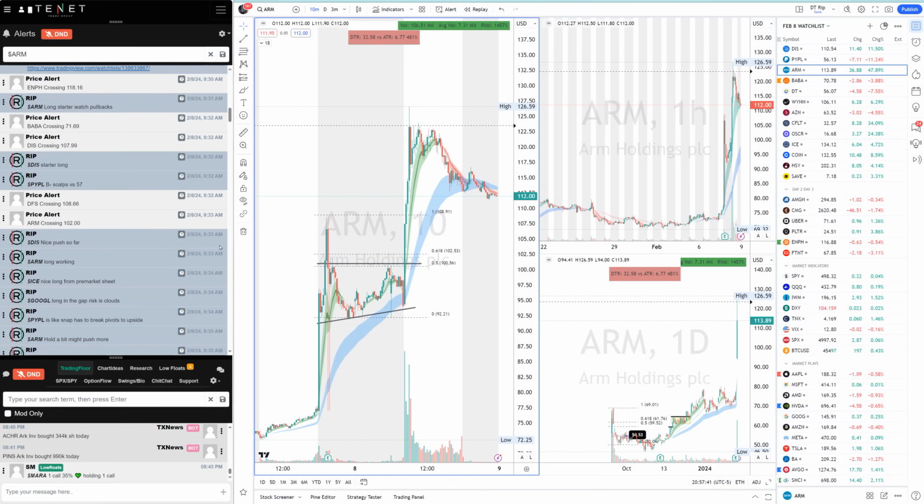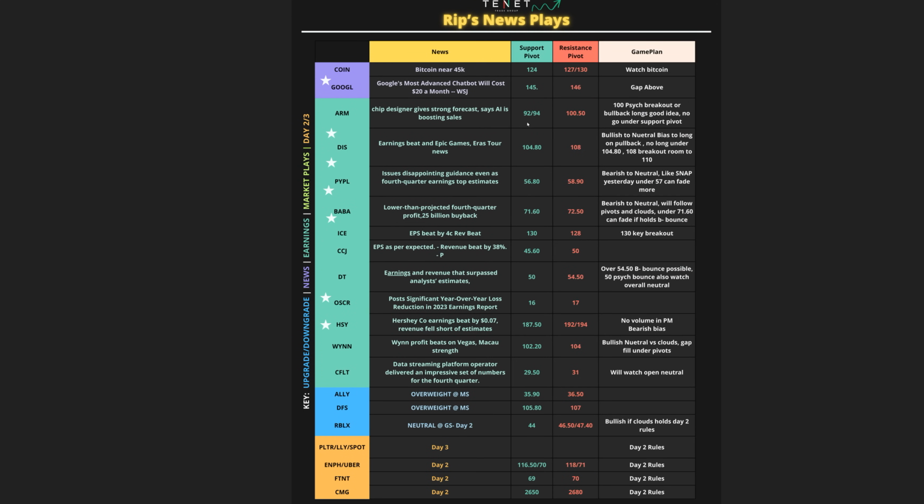Alright guys, the first play of the day was our huge winner on ARM. Those who watched my yesterday's video, I talked about how we did ARM in the after hours in the community. Anyways, what was the plan on ARM? What were my levels? Let's go and look back at my levels. My levels were 92, 94 was the support pivots, and then there was a resistance pivot at 150, and of course 100 psych breakout. I told everyone 100 psych breakout or pullback long, good idea.